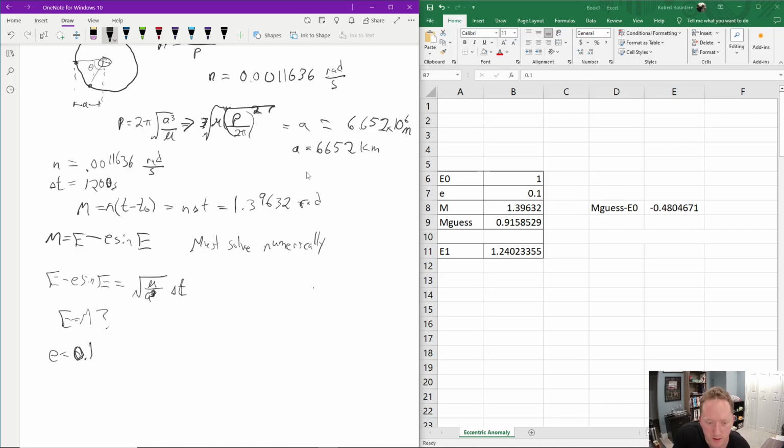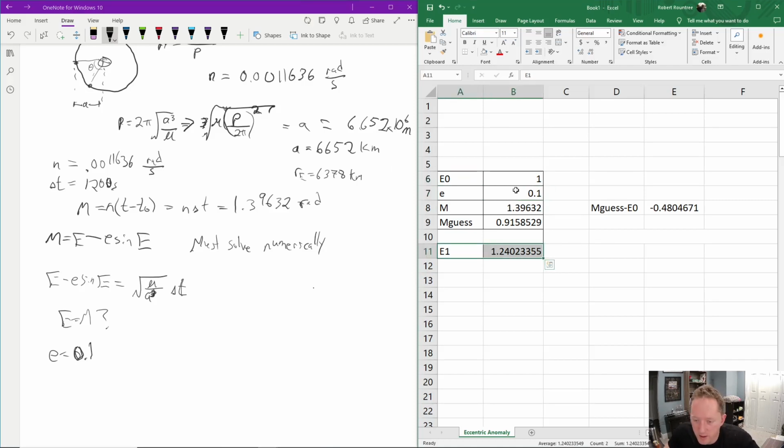Surface of the Earth, obviously, is 6378 kilometers. So we will see if this works out. All right. The other things I have here, like I said, a couple E's, a couple M's. So you enter the eccentricity, which I already gave. For M, we're going to go ahead and enter what we got here in radians, so 1.39632. That's what we got here on the left-hand side.